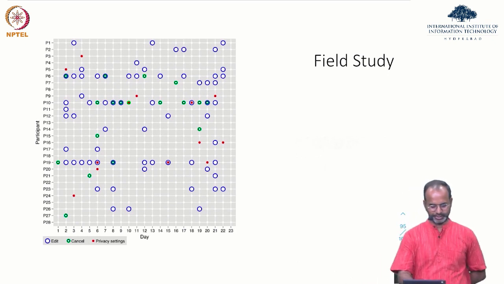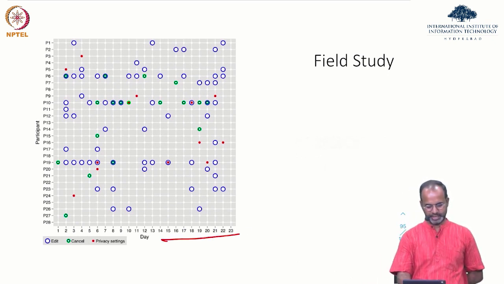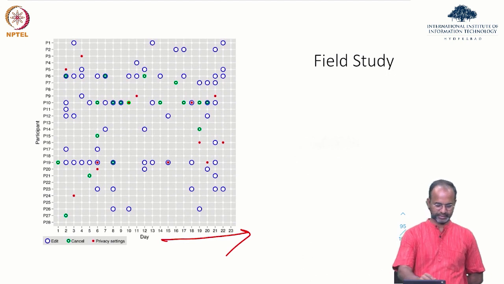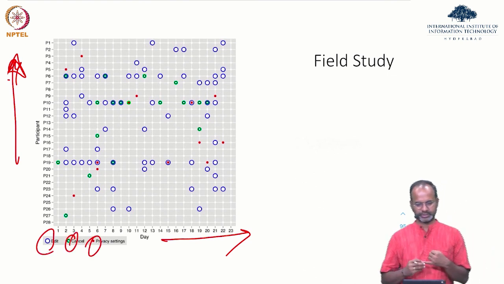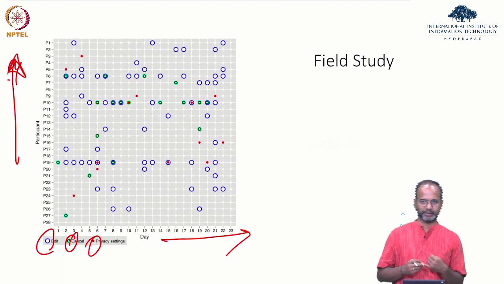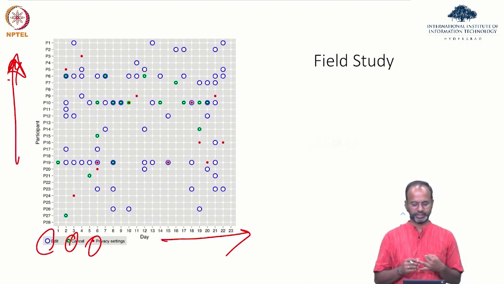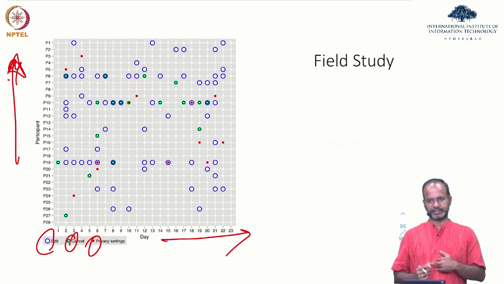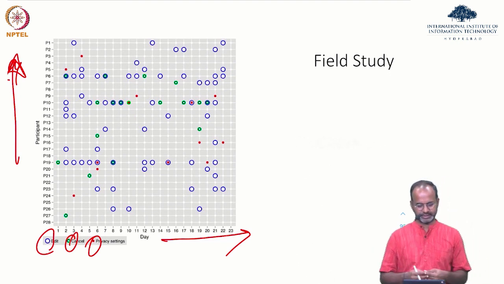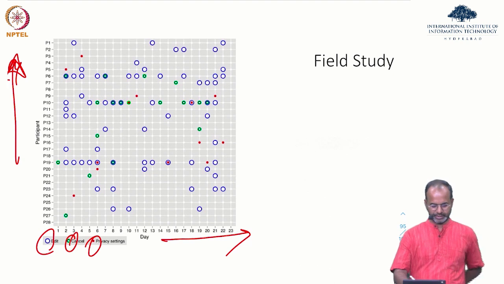Let's go through what the graph is. This one is a day, 23 days. This one is a participant. Three things that they're highlighting. One is edit, cancel, and privacy settings, which is the post that I was trying to do. I edited the post because something had not shown up. I canceled the post, and I actually went back and changed my privacy settings, or actually did something in the privacy setting.